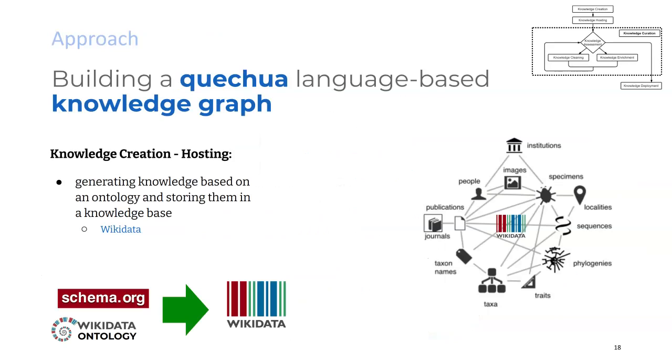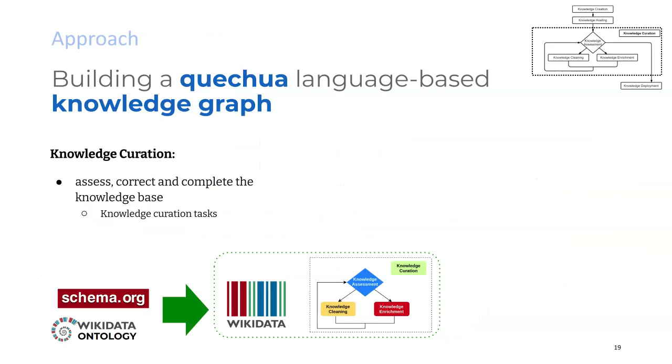So Wikidata currently hosts all the Wikipedias. So it hosts the Wikipedia in English, in Spanish, and in all the languages, and also hosts a lot of information about places, images, publications, taxonomies, etc. Also, before we publish this knowledge on Wikidata, we have to make sure that the data we are publishing is correct and complete.